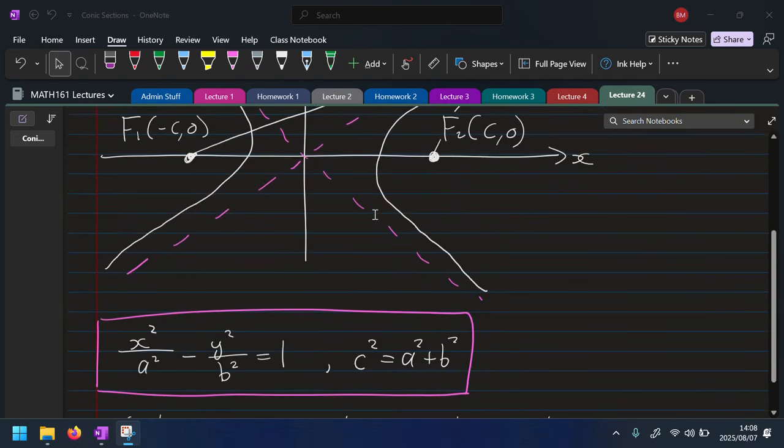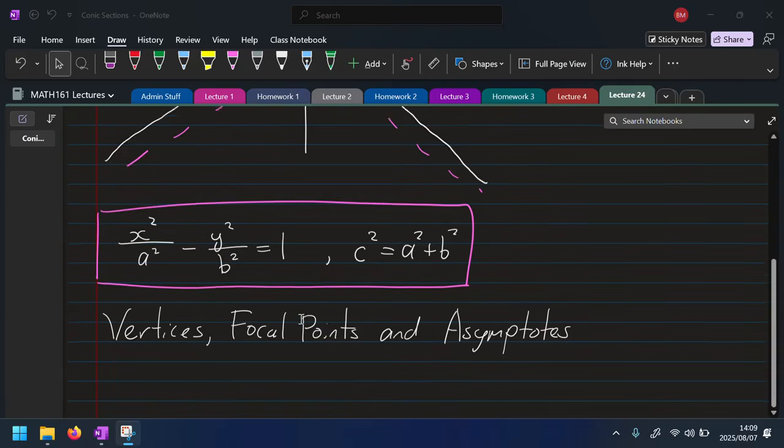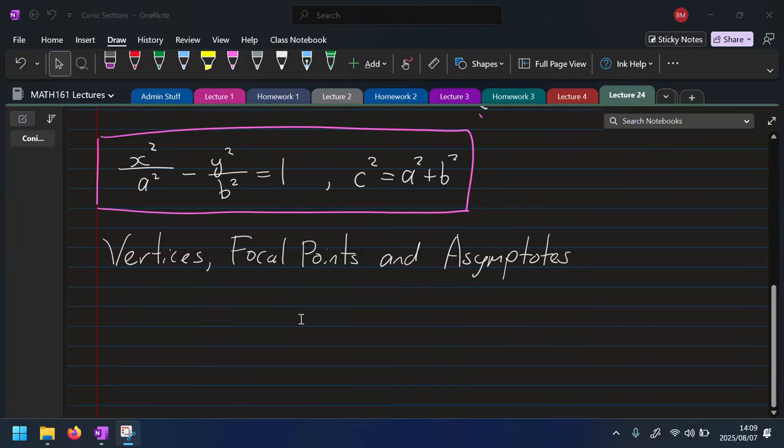C squared, remember that's the focal points over here and over here, is equal to a squared plus b squared. And that was these bottom values here. Okay, so today we're going to find the vertices, the focal points, and the asymptotes of the hyperbola. Now, the vertices and the focal points depend on the orientation.